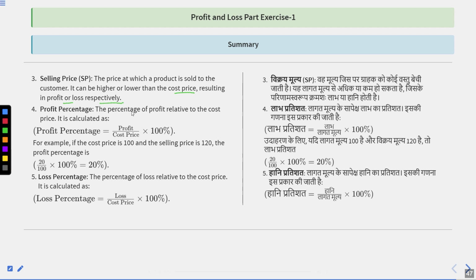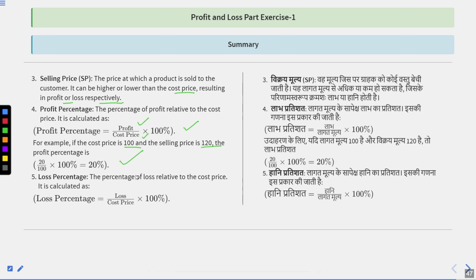What is profit percent? The percent of profit related to the cost price. When we calculate profit percent, it is profit upon cost price multiplying by 100. For example, if the cost price of an article is 100 rupees and the selling price of this article is 120 rupees, then the profit percent will be 20 upon 100 multiplying by 100, which is 20%.